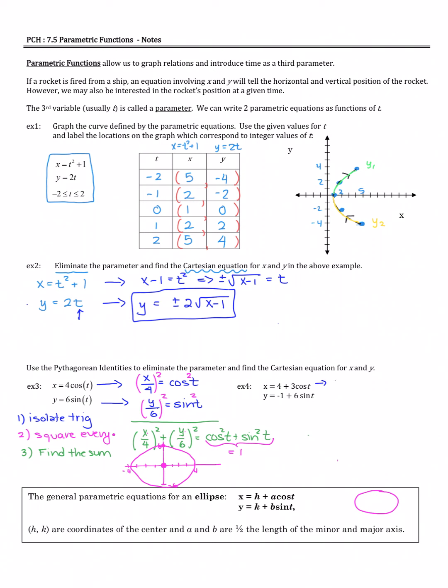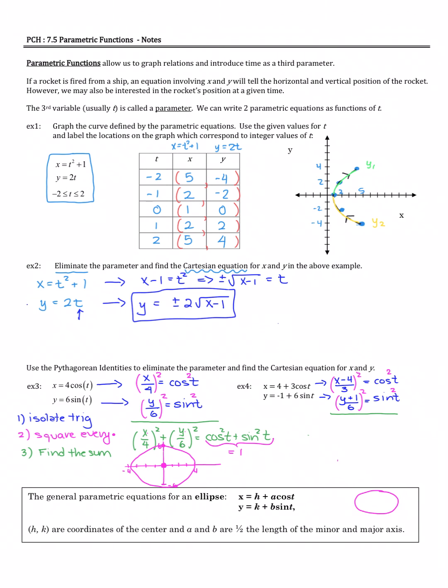So this is going to become (x minus 4) divided by 3 equals cosine t. This one's going to be (y plus 1) divided by 6 equals sine t. Notice how we're doing the x with the cosine and the y with the sine. Then I'm going to go through and square everything. And then we go through and we take the sum.